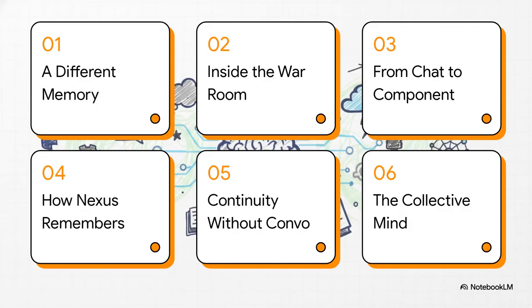So today, we're jumping right into the Nexus War Room, and we're going to look at how its pretty unique take on memory tries to fix a problem that, let's be honest, drives us all crazy with AI tools. First, we'll do a quick tour of the interface. Then, we'll follow an idea from just a simple chat all the way to a real structured project. After that, we're going to peek under the hood and see what this memory core is all about. And finally, we'll wrap it all up by looking at the big picture, this idea of a single collective intelligence.